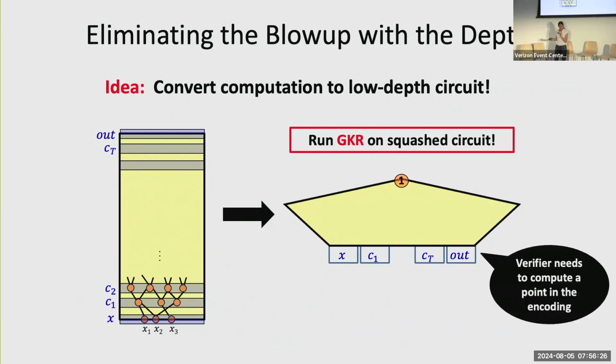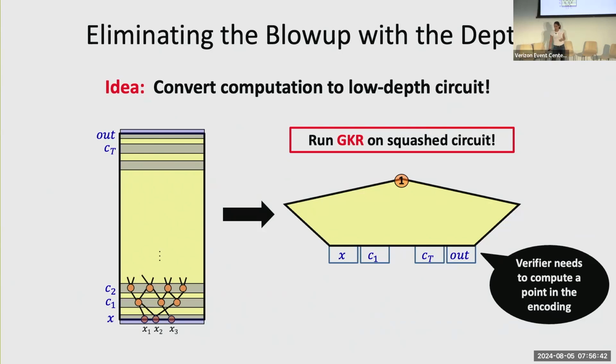The thing that's tricky is that the input here is the values of all the gates of the original circuit. The verifier doesn't know the input. And for GKR, the verifier needs to know the input. Now he doesn't know the input, so how do you do GKR?